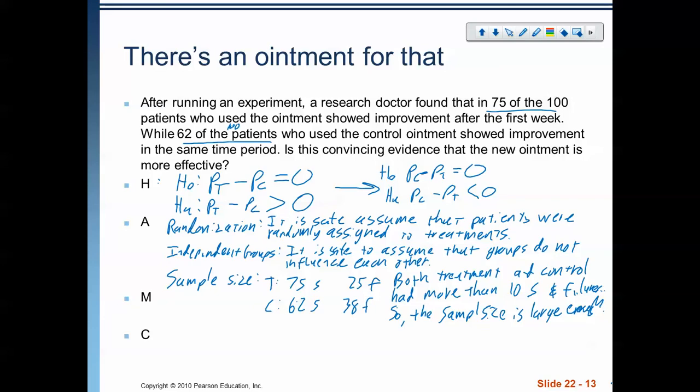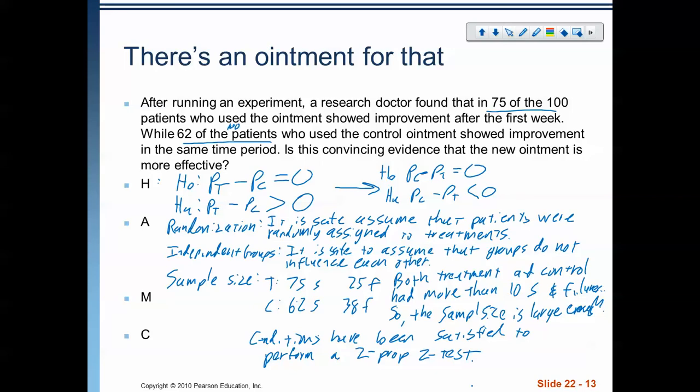Okay, that enough doesn't look good, but okay. So all of my assumptions and conditions are okay. Randomization, independent group, sample size, they're all good. So the last thing that we're going to write here is that conditions have been satisfied to perform a 2-prop Z test. So there's my assumptions and conditions step.